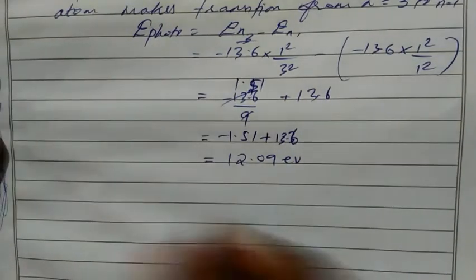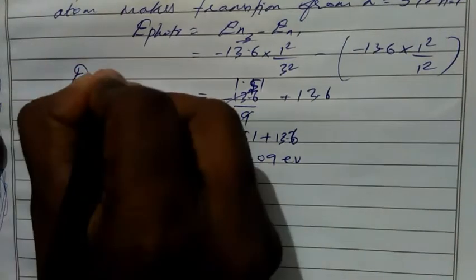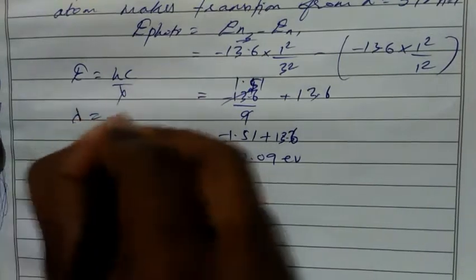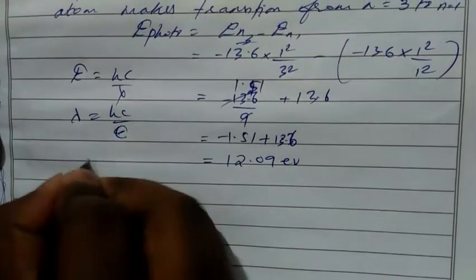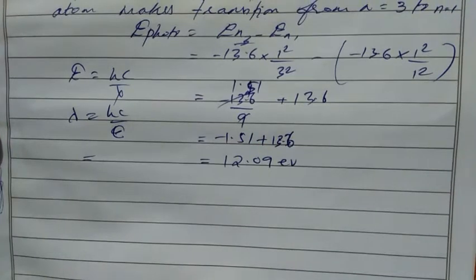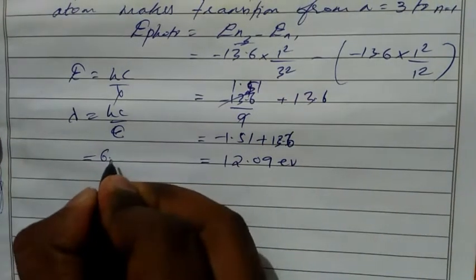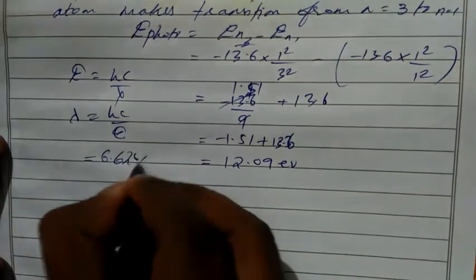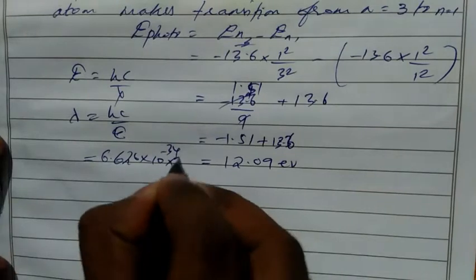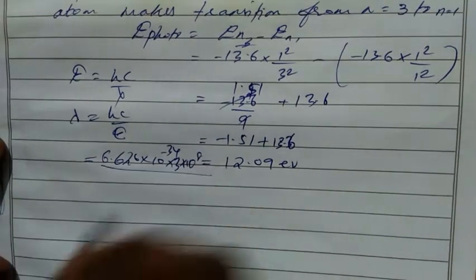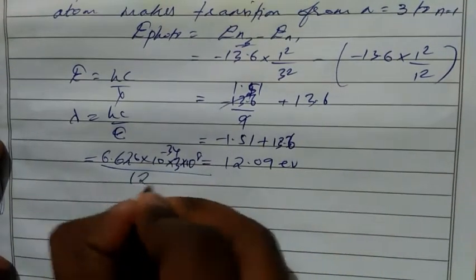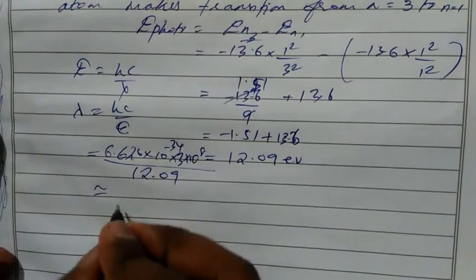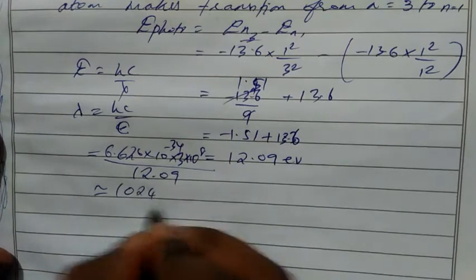Then find the wavelength from this equation. We know E equals hc by lambda, so lambda equals hc by E. H is Planck's constant, 6.626 into 10 power minus 34, into 3 into 10 power 8, divided by the E value, 12.09. If you solve this, we will get approximately 1024 angstrom.